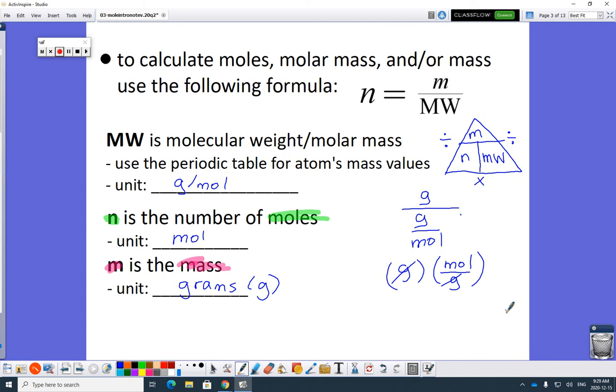So even if you don't include units in your calculation to keep it simple or whatever, that's fine. Just make sure if you're solving for molecular weight, which you really never do because it's on the periodic table, it would be grams per mole. If you're solving for N, or the number of moles, it has to be MOL at least. If you write MOLE, that's fine. MOLES, that's fine. And then M is the mass. So again, you can write the word grams or you can use the symbol G.